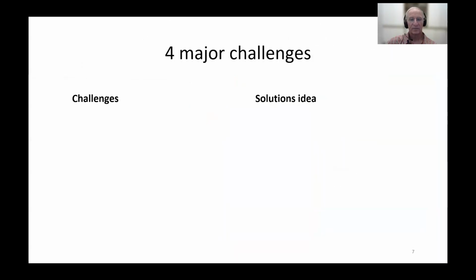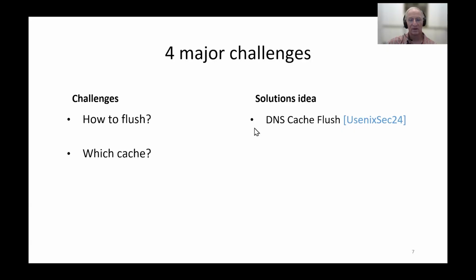There are four major challenges that we need to address. How to do the flushing of the forwarder cache. We use a DDoS attack we developed a year ago and presented in USENIX 2024. That attack flushes the DNS cache of resolvers. Here we adapt it to flush the cache of forwarders. It's a different type of flushing. And this is how we do it. We just flush the cache.